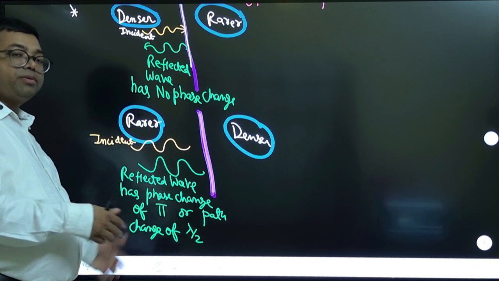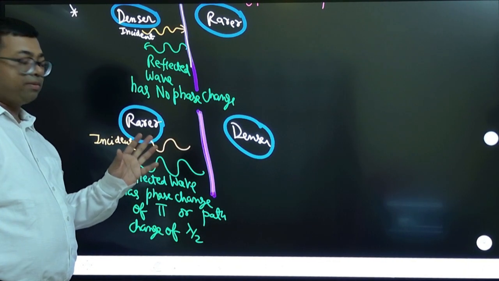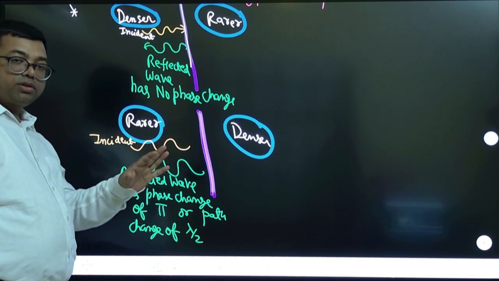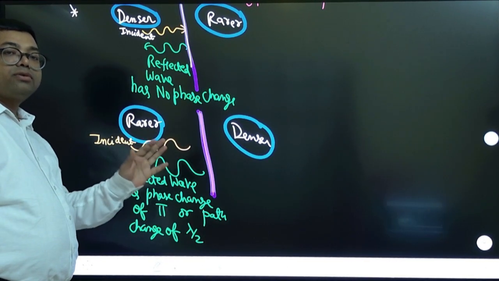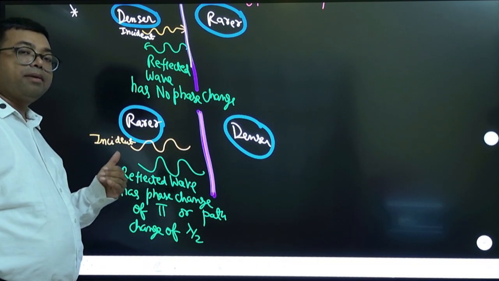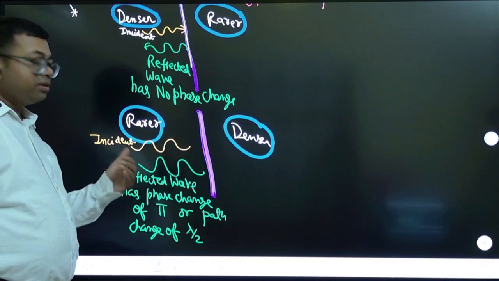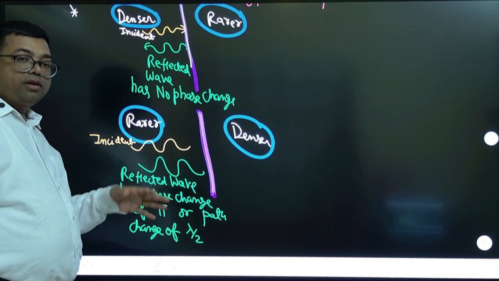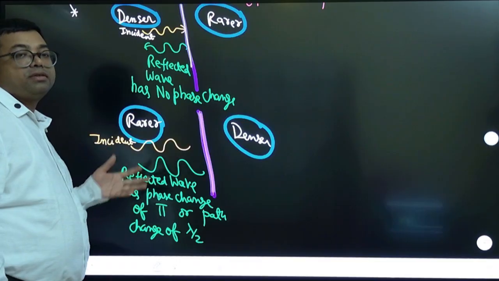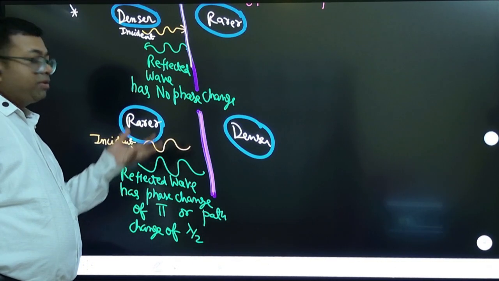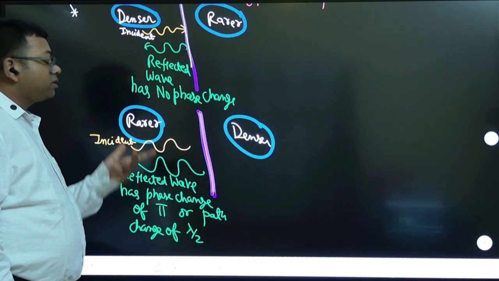Phase change, which we have studied in sound waves. Now waves are traveling from one string to another string, denser to rarer, rarer to denser. So at the boundary reflection happens, and at the boundary the wave gets inverted. If the wave gets inverted, then there is a phase change. If the wave does not get inverted, then there is no phase change.